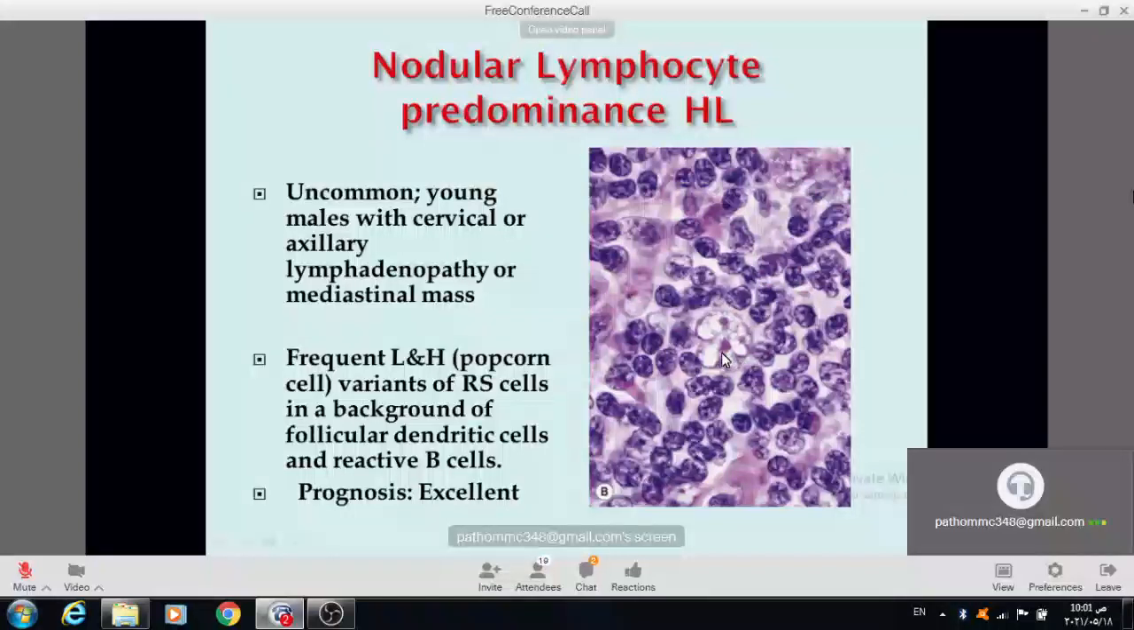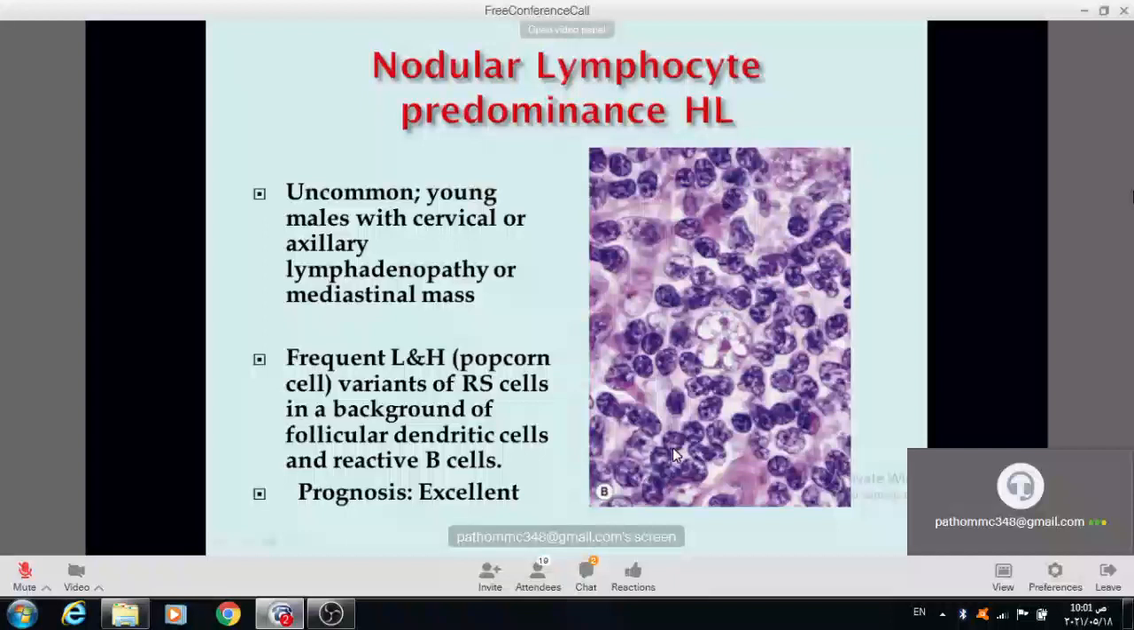So all types of Hodgkin lymphoma should contain RS cells. Some of them contain the diagnostic classical RS cell, some of them contain variants, and some of them contain both the classical and the variants. But to diagnose Hodgkin, you have to see the RS cell or its variant.